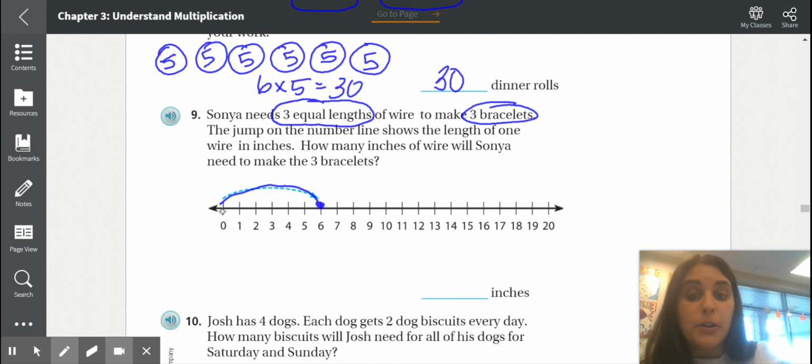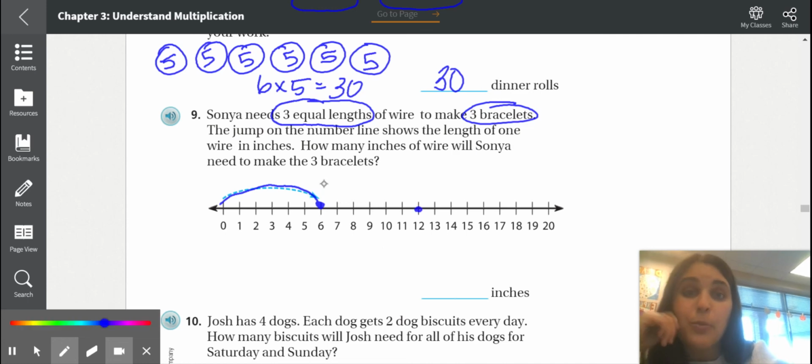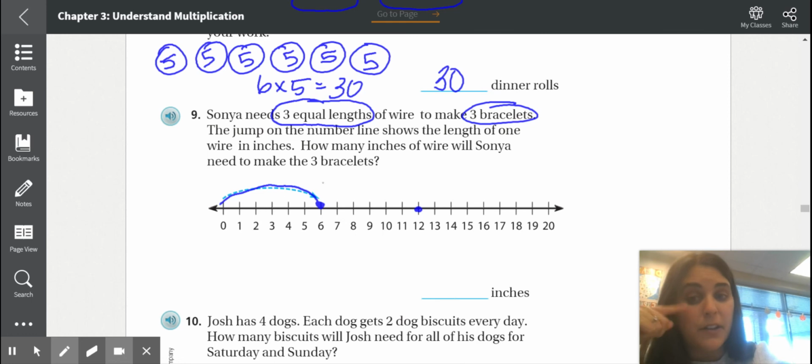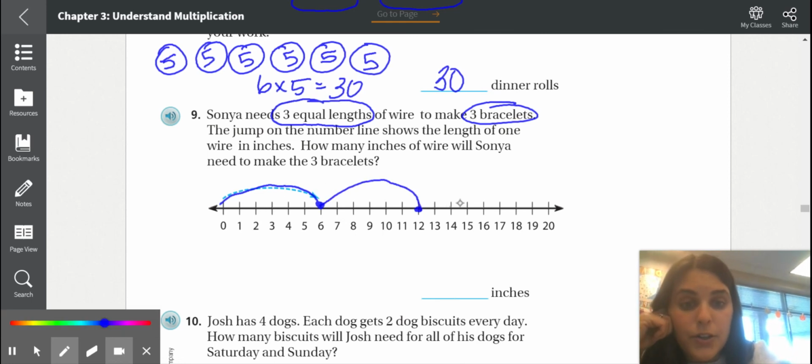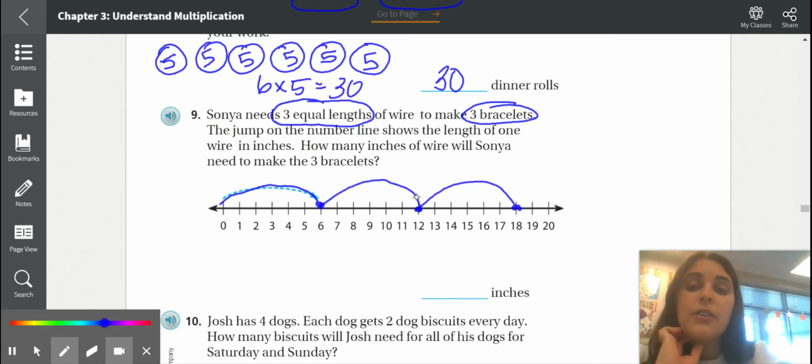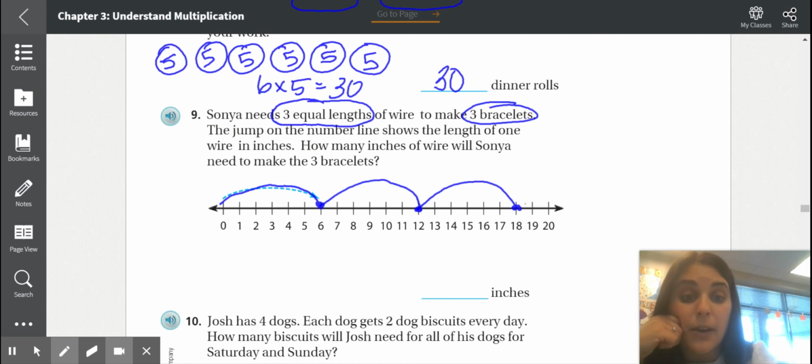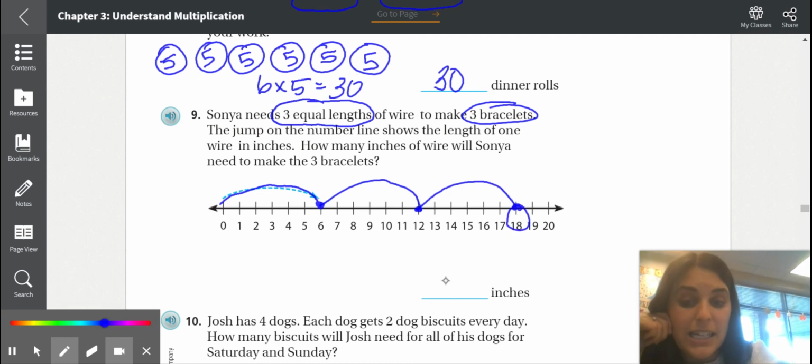So the first one goes to 6. Count out 6 more. 1, 2, 3, 4, 5, 6. It goes to 12. And we know that 6 plus 6 is 12, so that's correct. Okay, 6 more. 1, 2, 3, 4, 5, 6. Okay, so you should have 3 jumps on your number line, and what did we land on? 18.